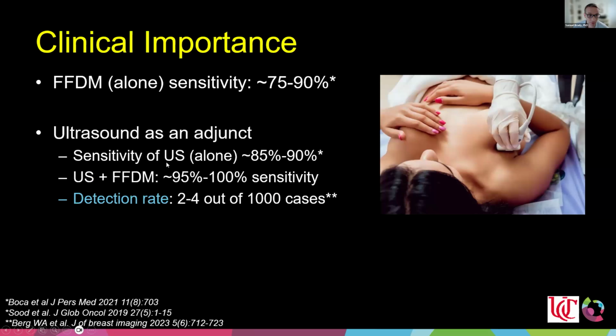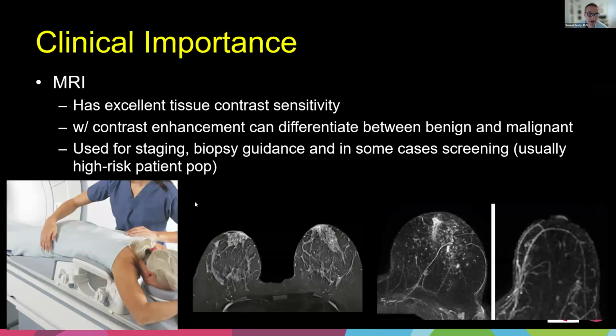Breast ultrasound itself, however, compared to traditional full field digital mammography or X-ray based imaging, has a very high sensitivity. Ultrasound alone has 85 to 90% sensitivity for disease detection compared to X-ray based, which is about 75 to 90%. When you compare ultrasound plus X-ray based imaging, your sensitivity rates are nearly perfect across all breast types, be they fatty up to highly dense or very glandular. The detection rate for cancer increases when we use ultrasound along with X-ray based imaging.